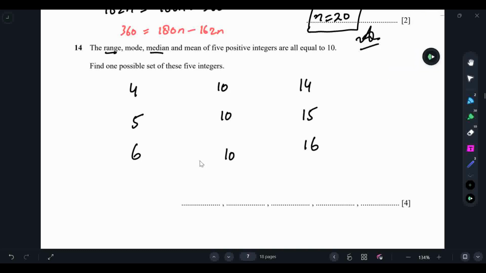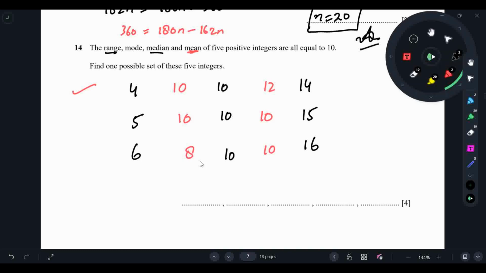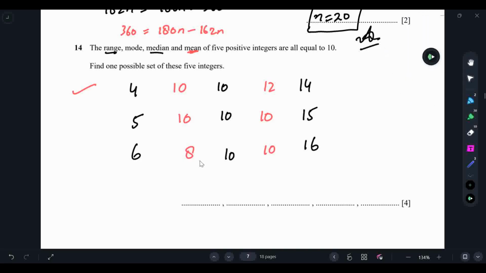Now they are saying that the mean is also 10. So for the mean to be 10, if this one is 10, this will be 12. Now you can see that this set is completed. If you answer the first line, this will be considered the right one. The second possibility is 10, 10, 8 and 10. If you write any of these values, the answer will be considered correct.